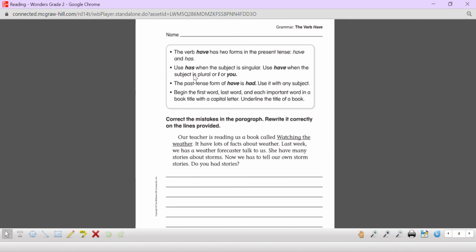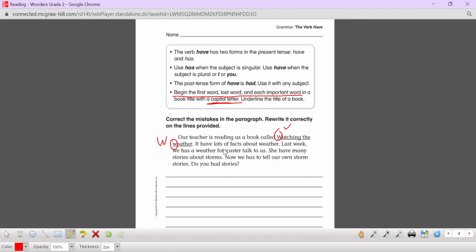And then our second last, it's a summary of using have, has, had, and the book title. So here you have a task to correct the mistakes in the paragraph, and rewrite it correctly on the lines provided. So here we have our teacher reading us a book called Watching the Weather. But here we see it underlined. What's wrong with the book title? The book title should begin the first word, last word, and each important word with a capital letter. We have Watch capitalized, yes. The is not important. What about the weather? Should it be capitalized? Yes, it should be like this.